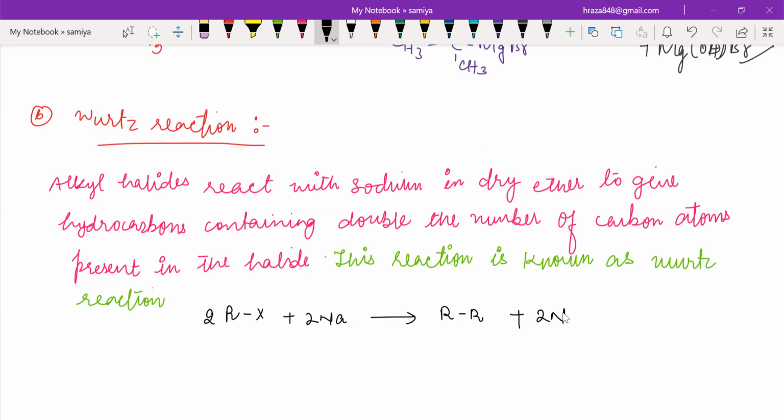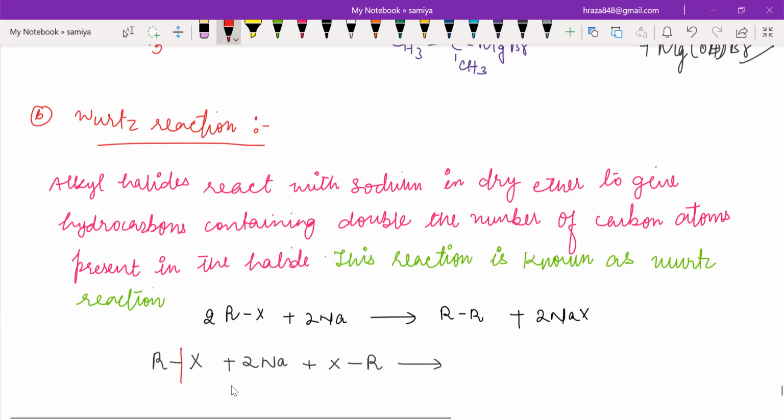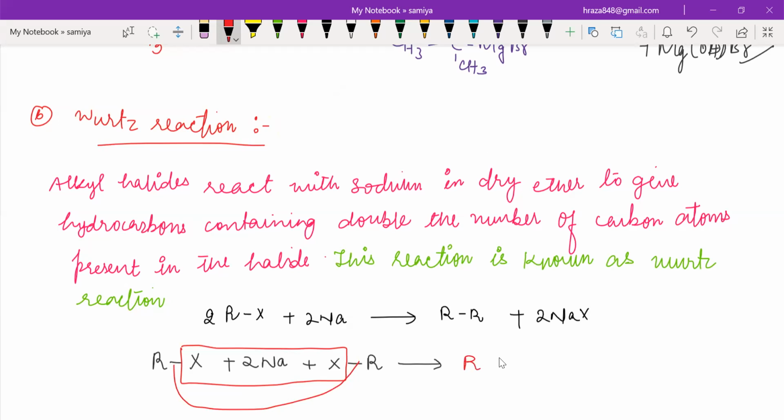How does this reaction take place? I'm going to explain. If you have RX 2 times, that means 2 moles, and 2Na, I'm going to write it like this. And now another mole of RX, I'm going to write it in opposite to understand it. What you need to do is just eliminate this and connect this. So it will be R-R and now NaX, that means 2NaX. Got it?